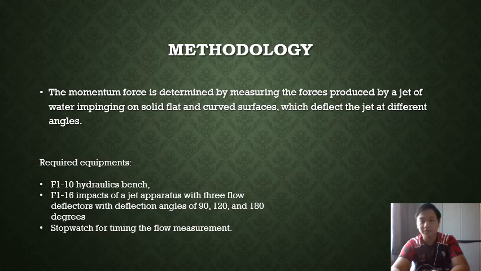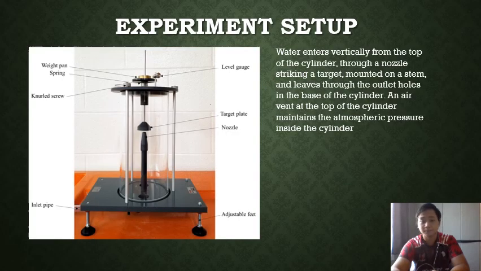Methodology: the momentum force is determined by measuring the forces produced by a jet of water impinging on solid flat and curved surfaces which deflect the jet at different angles. The required equipment is a hydraulic bench, an impact of a jet apparatus with 3 flow deflectors with 90, 120 and 180 degree angles, and a stopwatch for timing the flow measurement.